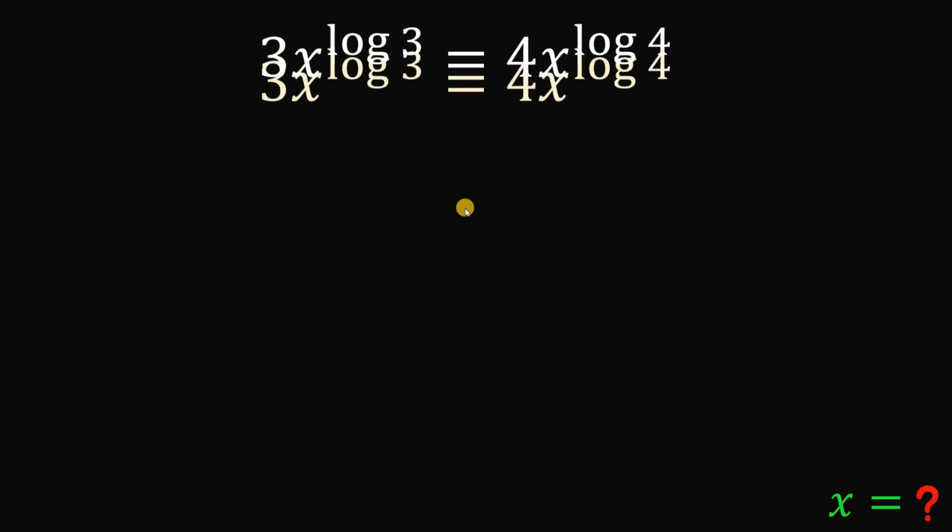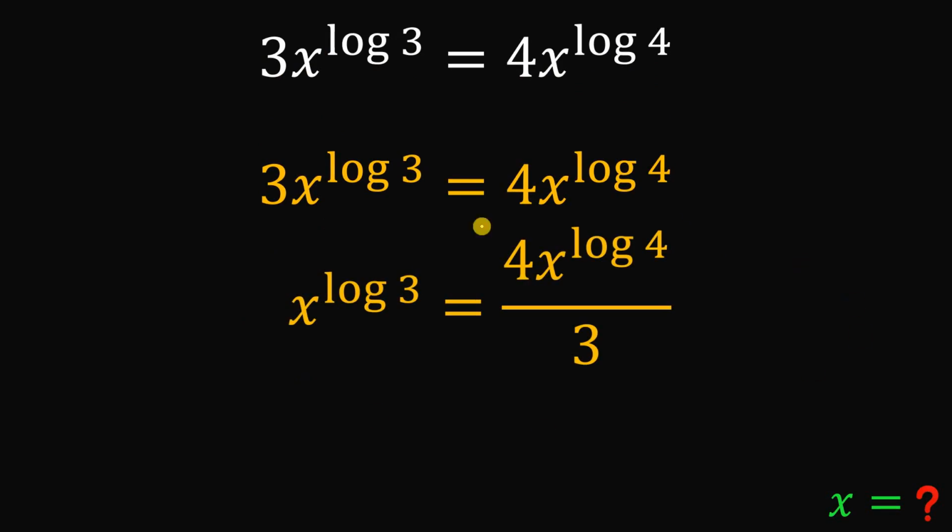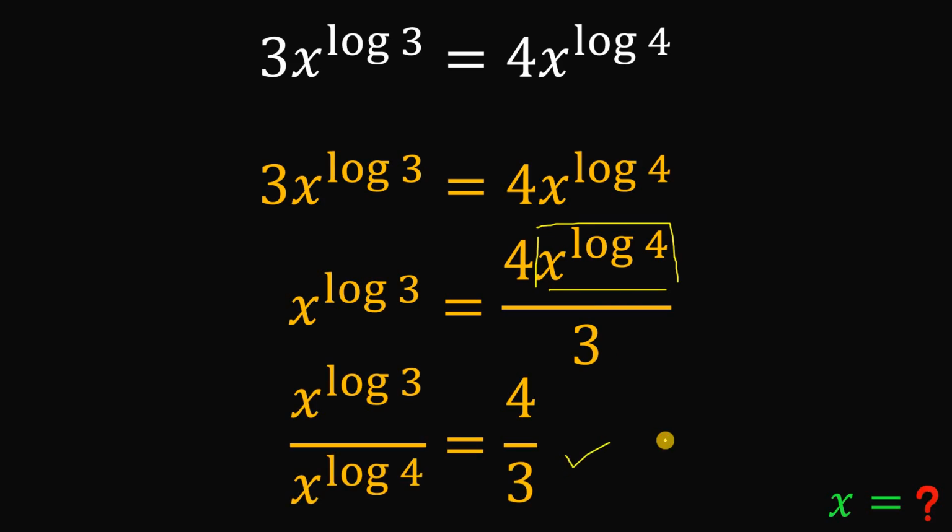Alright, so now let's get this equation. And what we're going to do here is to divide both sides by 3. So this will happen if we divide both sides by 3. And now, what we're going to do is to divide both sides by x raised to the power of logarithm of 4. Now, let's focus on this result.